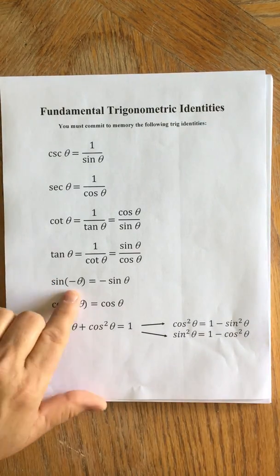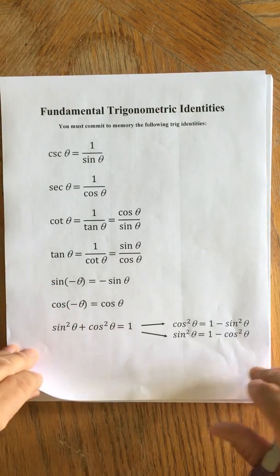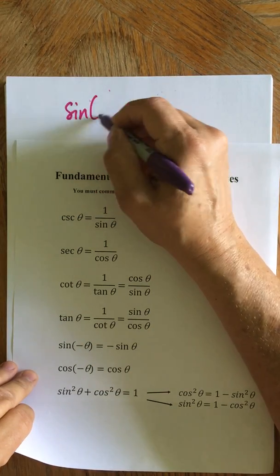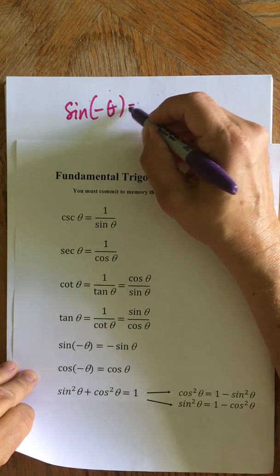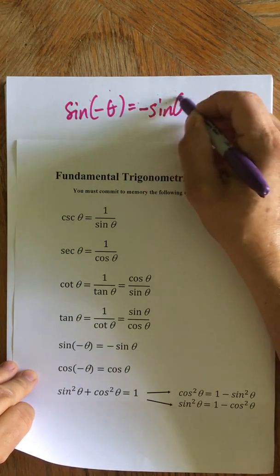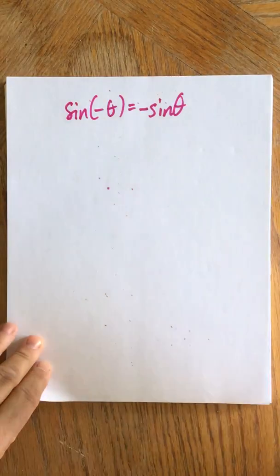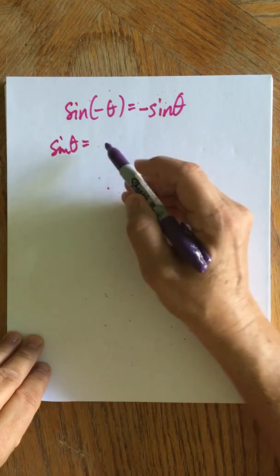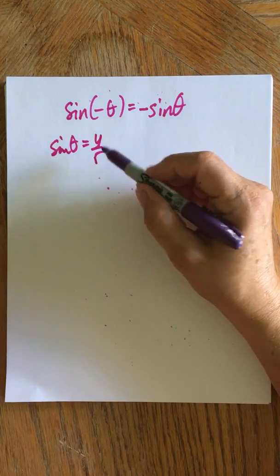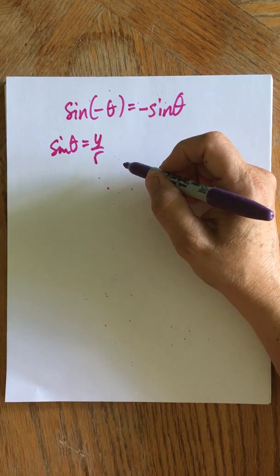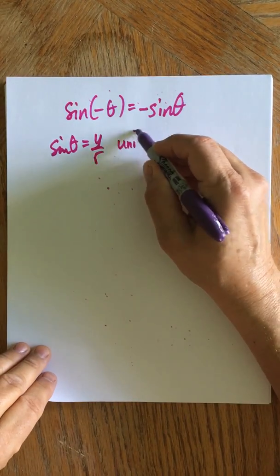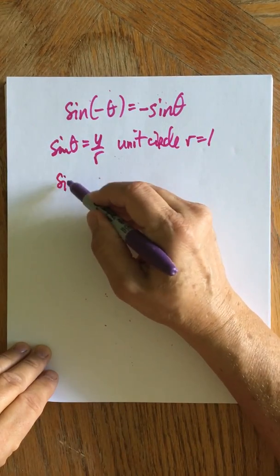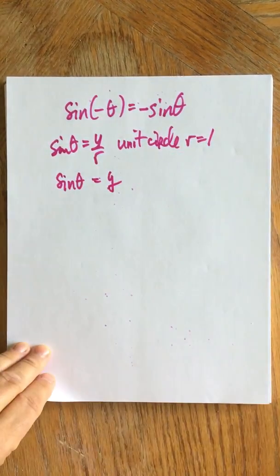All right, so then let's look at these two. Sine of opposite theta is the same as negative sine theta. Okay, so let me write that down. Sine of the opposite of theta is the same as the negative of sine theta. Now here I want to go back to the definition of sine. We know sine of an angle is y over r, and of course that ratio stays the same regardless of what size circle. So if we use the unit circle where r equals 1, I'll be able to say that sine of theta is really the y coordinate.